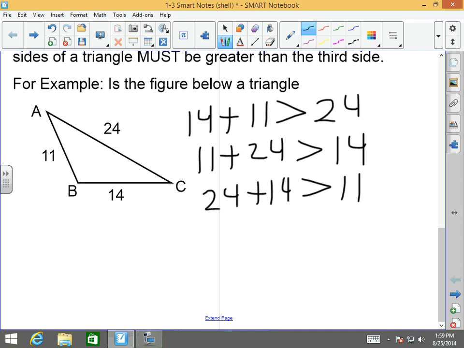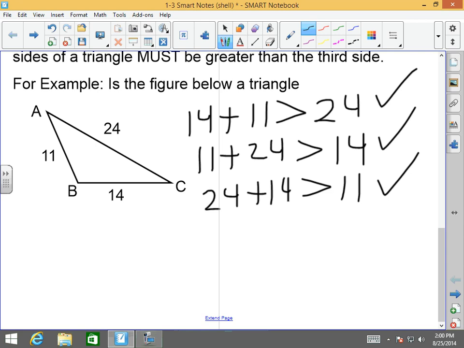14 plus 11 is 25, so that works. 11 plus 24 is 35. It's greater than 14. That works. 24 plus 14, that's 38. That's greater than 11. That works. So in this particular case, this would be a triangle.